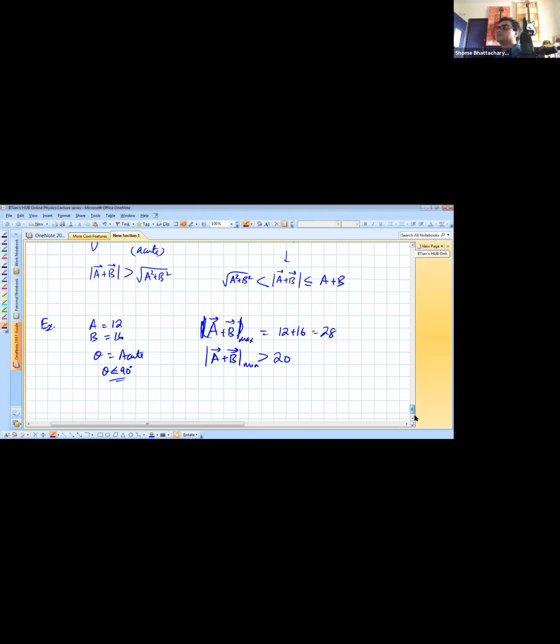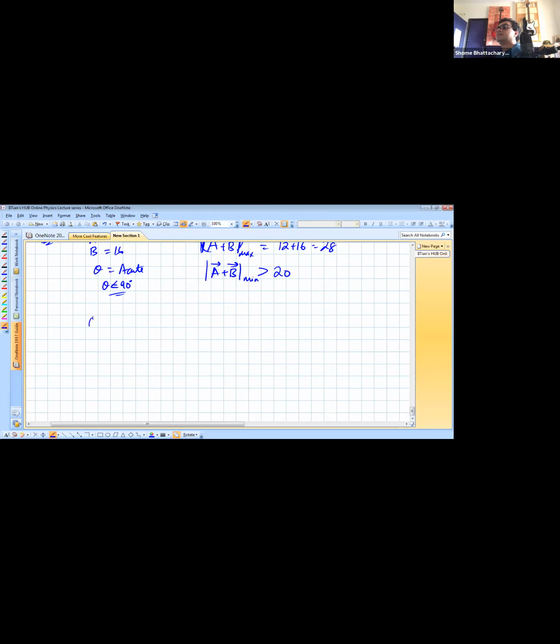But similarly, if theta is obtuse, or theta is greater than 90 and less than or equal to 180, now what happens? Your mod A plus B is actually less than root of A square plus B square, and at the same time is greater than or equal to the difference of A minus B.